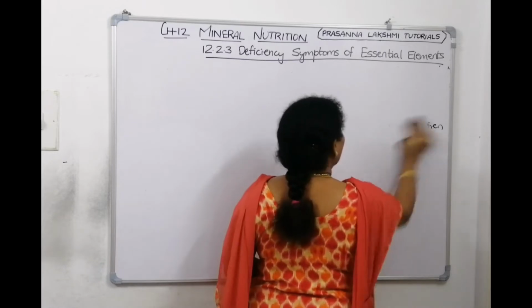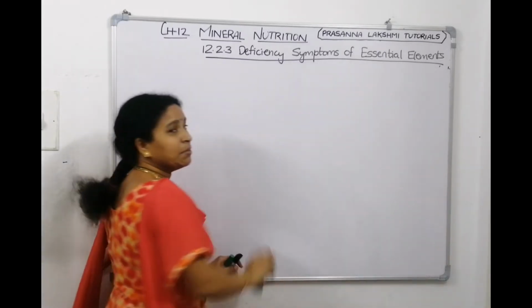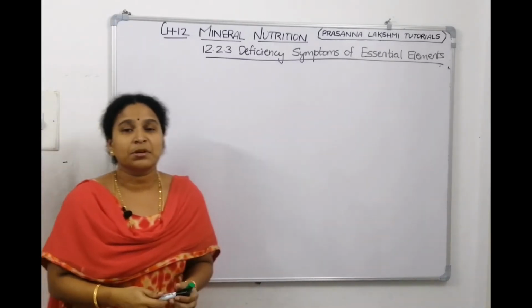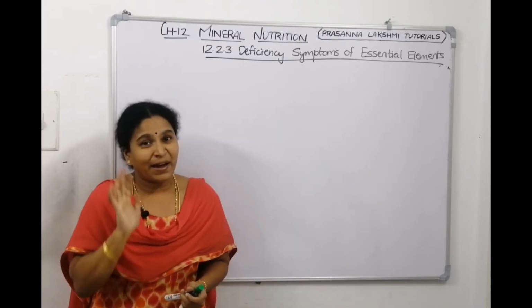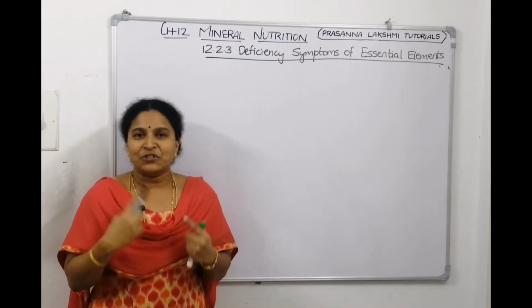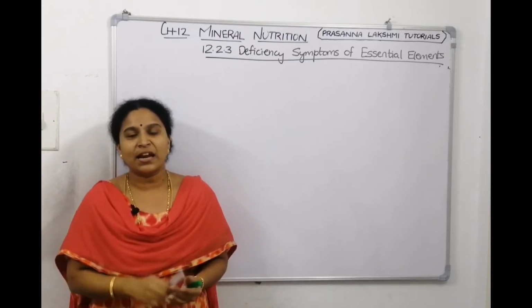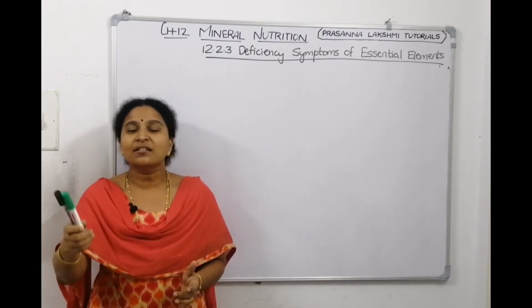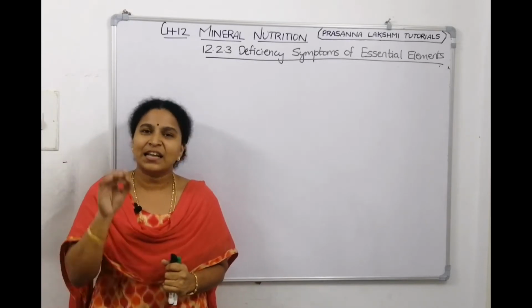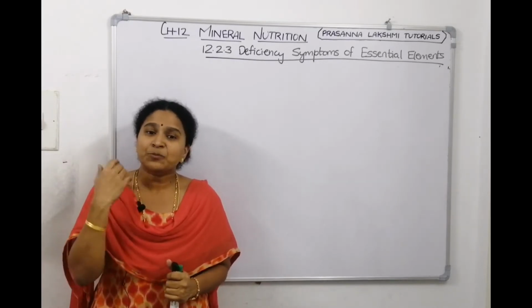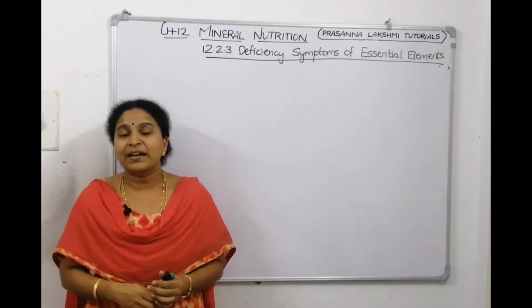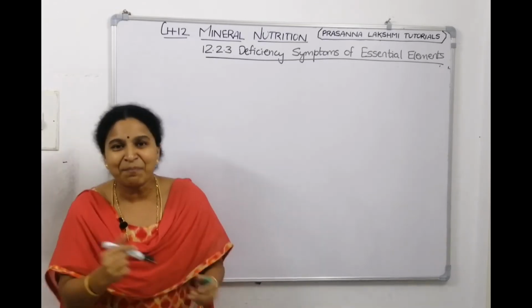That means if the element is lacking, the plant shows morphological changes, deficiency symptoms. And if the element is provided to the plant, then the deficiency disappears. Now the child is crying because we took the chocolates from the child. Give the chocolates back and the child will stop crying, isn't it? In the same manner, if the element is provided, then the deficiency symptoms also disappear, right?